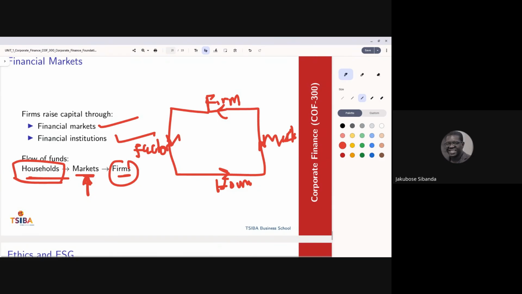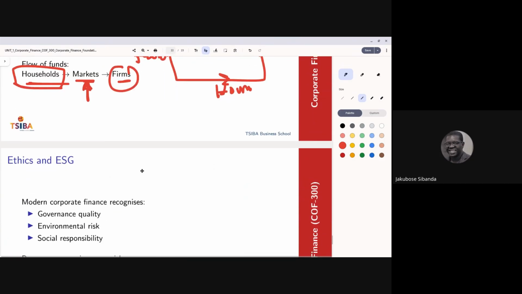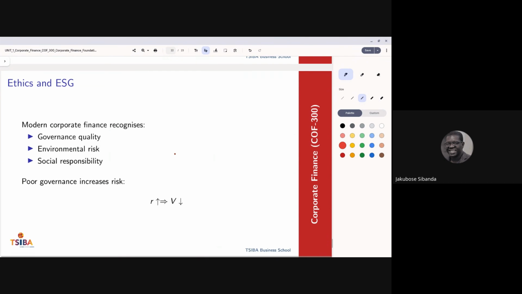This is where you find money. You go and borrow money there. Even if I want to invest something, I also go to the financial market. I don't want to bore you with all that.